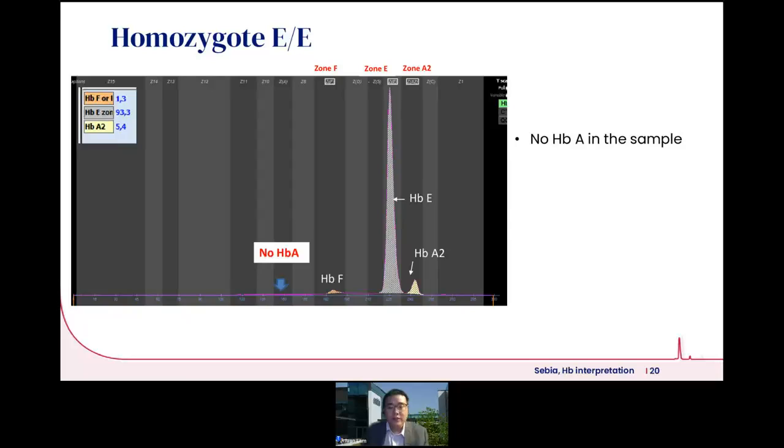In the instance of homozygous hemoglobin E, once again, you do not have the hemoglobin A fraction. And of course, the hemoglobin A2 is further increased in this instance.